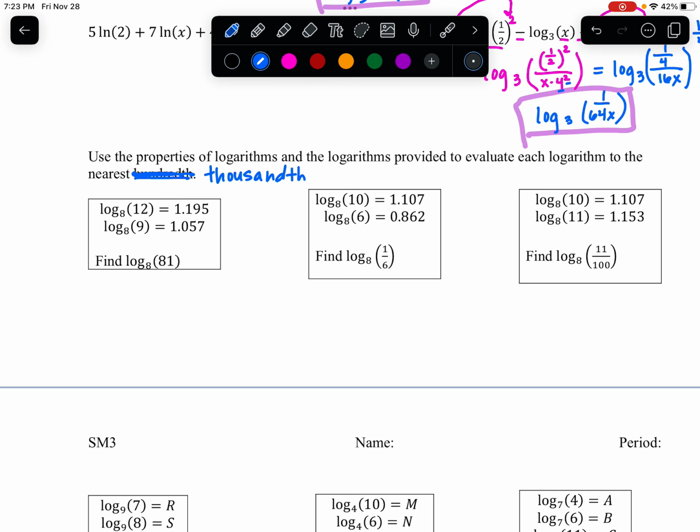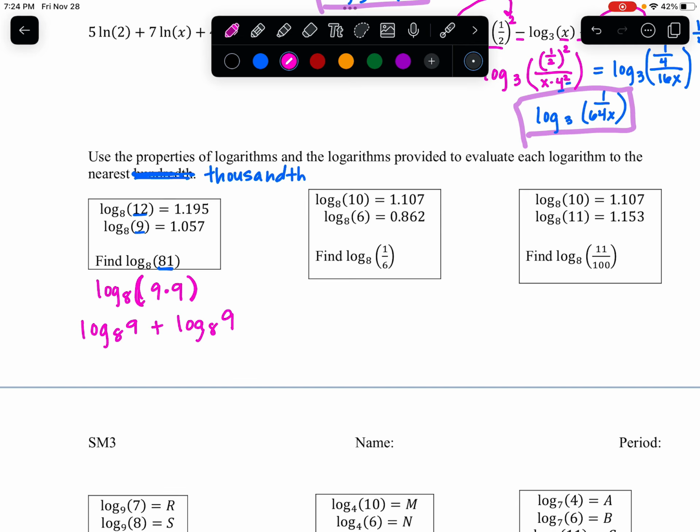Now we have 12 and 9, and those are the numbers that we have to work on. So in some way, we need to write 81 in terms of 12 and 9. Well, I know that 81 is just 9 times 9. So now we have log base 8 of 9 times 9. Well, guess what we can do? We can expand that, right? I can go log base 8 of 9 plus log base 8 of 9, right?